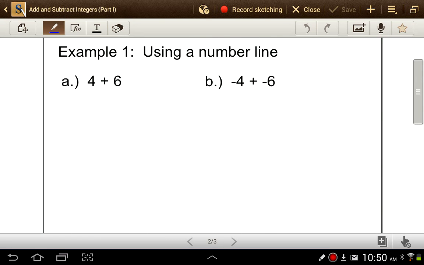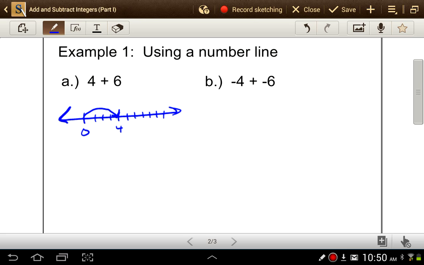In example number 1, I'm going to show you how this works using a number line. This is a visual aid to help you. Our first example, we have 4 plus 6. So I'm going to make a number line. They're both positive, so I'm going to start with 0 here and go to 4. 1, 2, 3, 4. The first number takes us to 4. Then our second number says add 6 more. 1, 2, 3, 4, 5, 6.